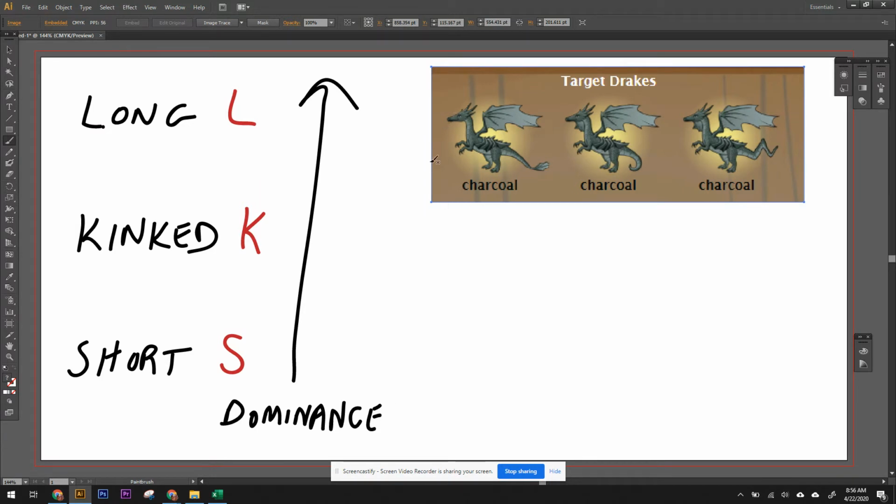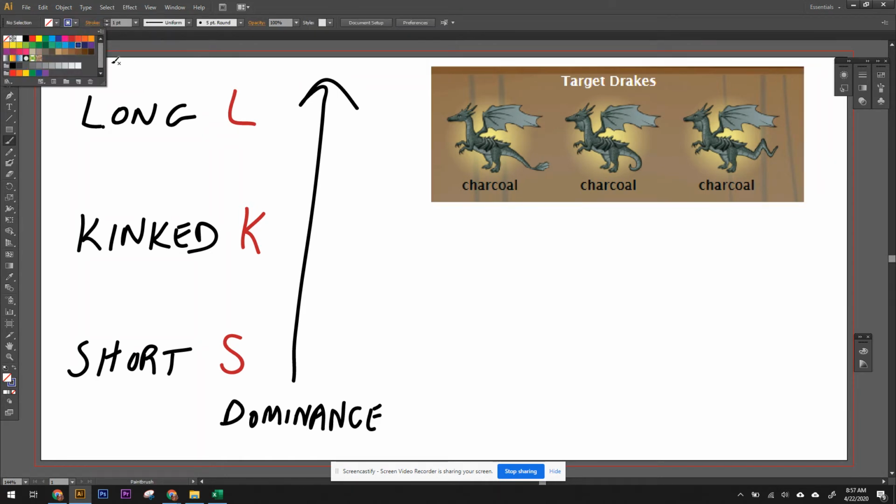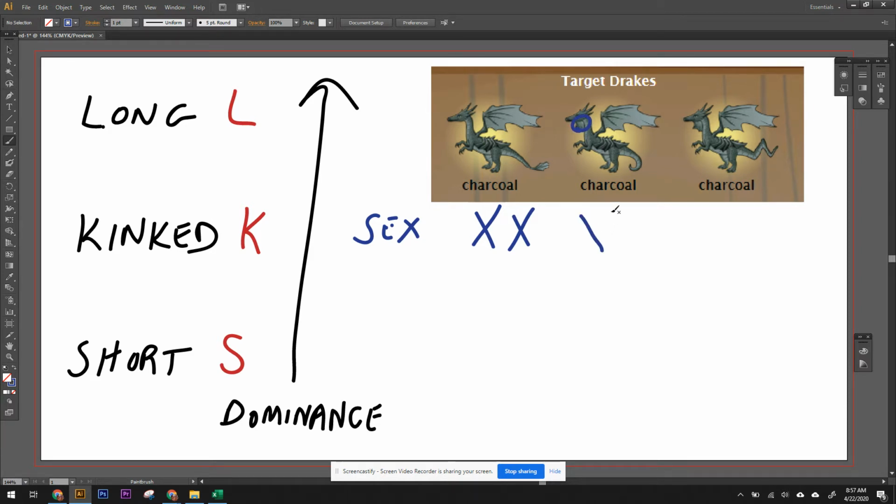So it looks like the first one is female. That's going to be important here. We do need to pay attention to what the sex chromosomes are. If you recall, just like in humans, these drakes have X and Y sex chromosomes. The females are XX. The males, identified by this throat pouch thing, are XY. And then we've got a separate set of alleles that we'll need to pay attention to for the trait.